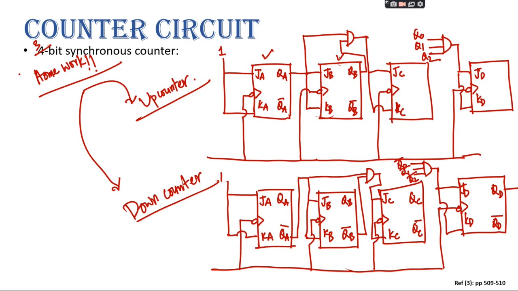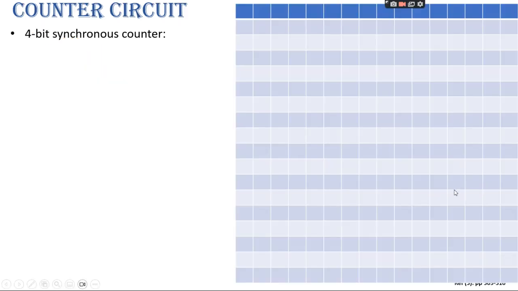So which one should I design, up counter or down counter? Tell me. Up counter. Okay. So it says 4-bit synchronous counter, and now we are doing the up counter.